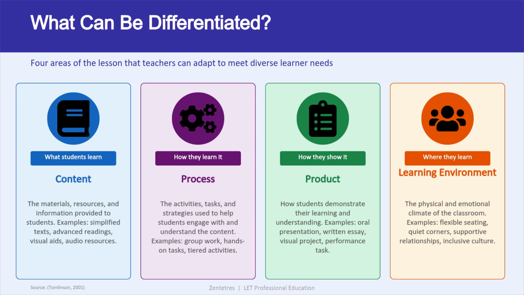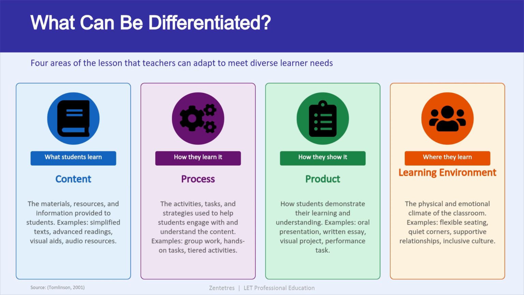There are 4 areas: content, process, product, and learning environment. Let me walk through each one. Content: this is what students learn. Not different topics but different access points to the same topic. A teacher might give advanced students a challenging article, while other students receive a simplified text with vocabulary support. Both are learning the same concept, but the material is matched to their level.